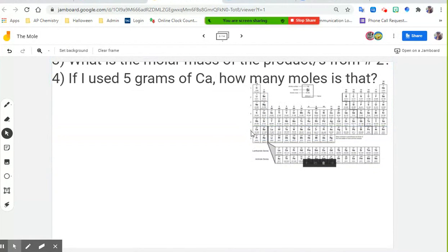All right, so back to the question. If I used 5 grams of calcium, how many moles of that? I'm going to give you another scenario down here. So we've now seen that she wants us to put word over word so that they cancel out. Yeah, that's what we've been doing in math. Great. Let's keep moving.